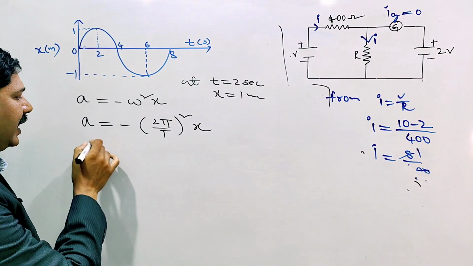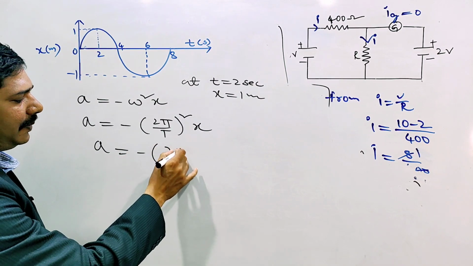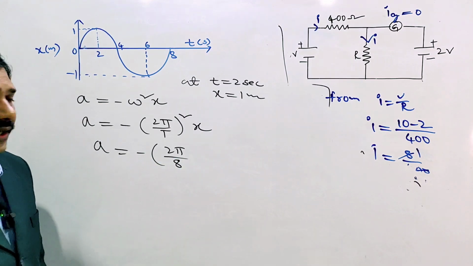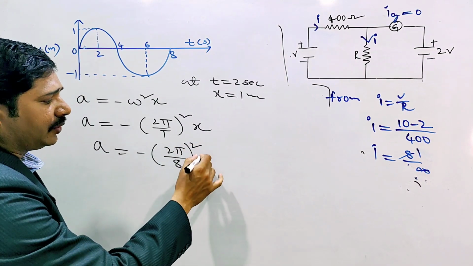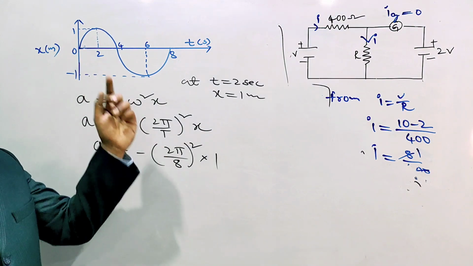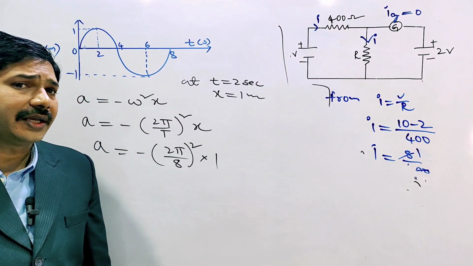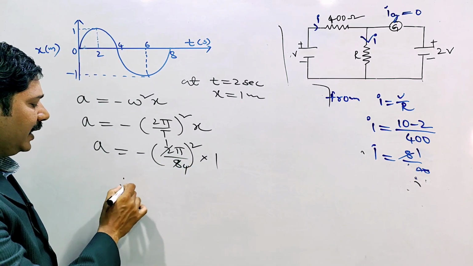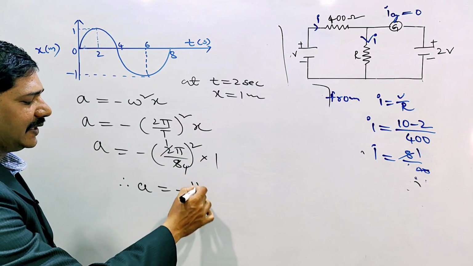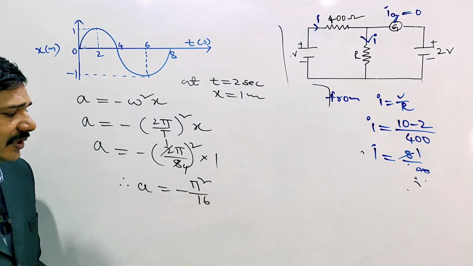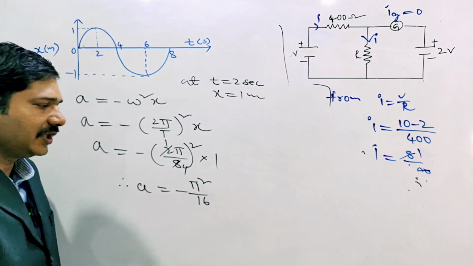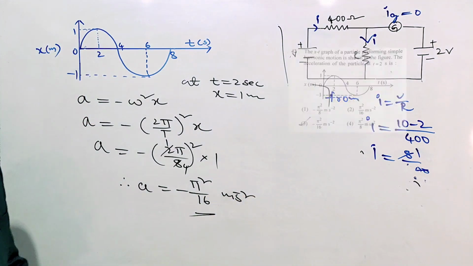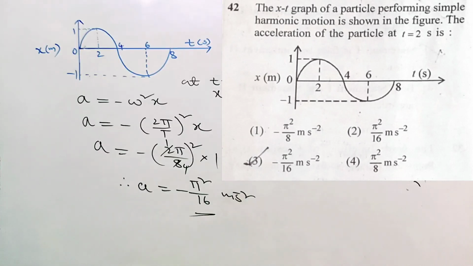Substitute the values a equal to minus 2 pi by t. So the total time period is how much? 8 seconds. 8 square into x value. How much? 1 meter. At 1 meter we are asked for the acceleration. Therefore a equal to minus 5 square by 4 square, which is 16. So a equal to minus 5 square by 16. Acceleration units are meter per second square. Which option is correct? It is very clear. The third option is correct answer.